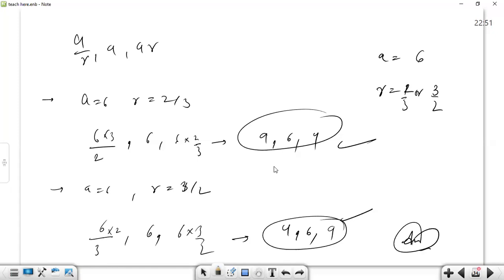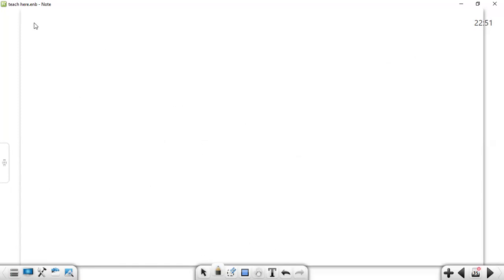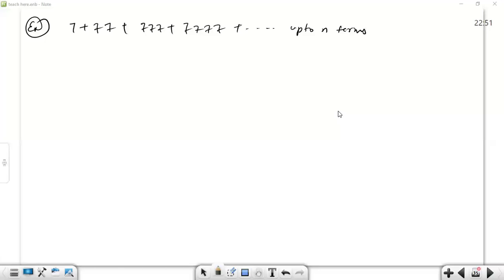Let's take one more example of GP. This particular example says that we have to find 7 plus 77 plus 777 plus 7777, and like this it's going ahead up to n terms. So we do not have to give any exact answer, but we have to find its formula for sure. So let's observe.